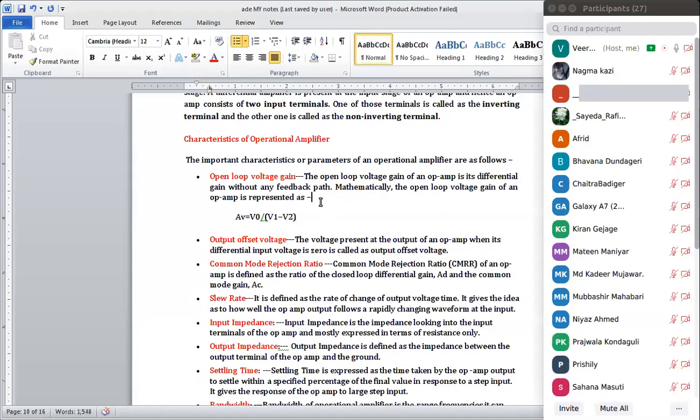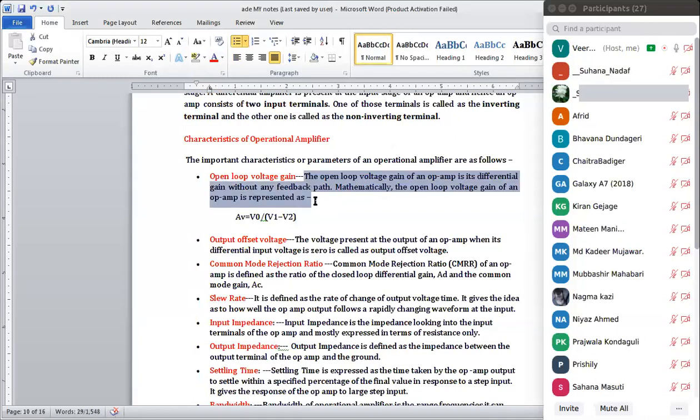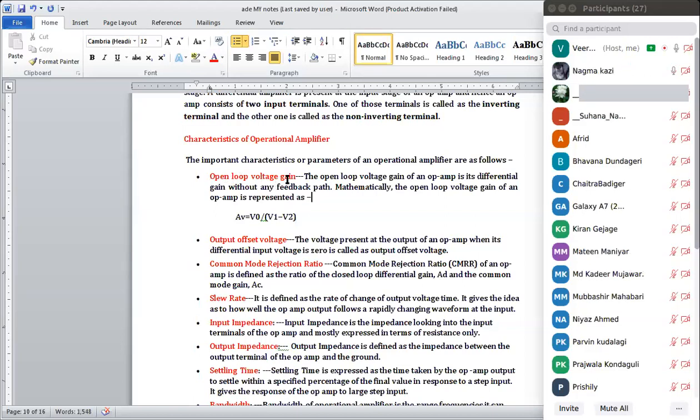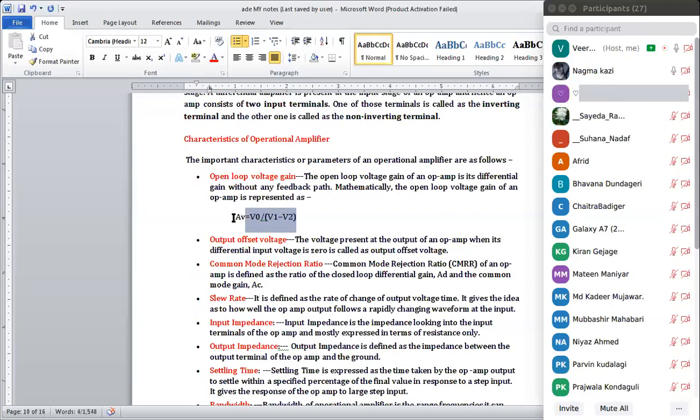Okay, fine. So this open loop voltage gain is, when we call it open loop, that is without any feedback. If the operational amplifier does not have any feedback path, then we call it open loop. There is also a closed loop voltage gain, for which there will be a feedback present in the circuit. So for this open loop voltage gain, we have a mathematical expression, AV.